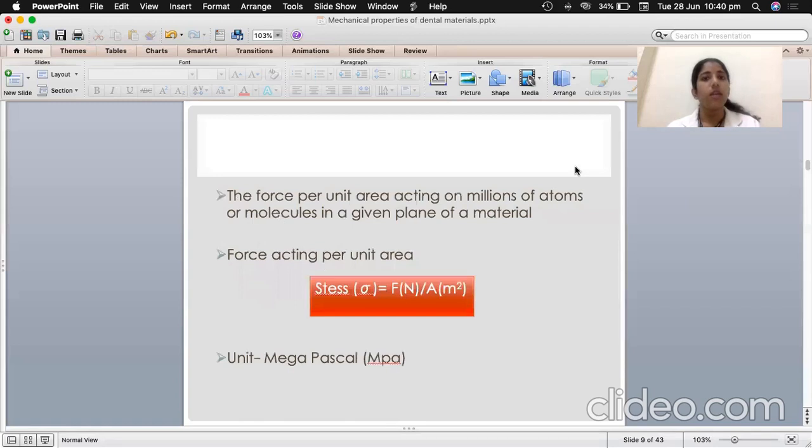Okay. If you are defining it descriptively, it is the force per unit area acting on millions of atoms or molecules in a given plane of a material. So stress, as a formula, is force per unit area. Force is expressed in Newton and area in meter square, so the unit of stress will be megapascal.